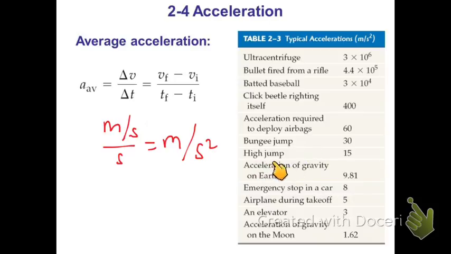A typical high jump has an acceleration of 15 meter per second square. A bungee jump has 30 meter per second square, which is like 3 times the free fall on the surface of Earth. And if you are curious about the acceleration of a typical rifle bullet, it is very high. It is 4.4 times 10 to the 5 meter per second square.